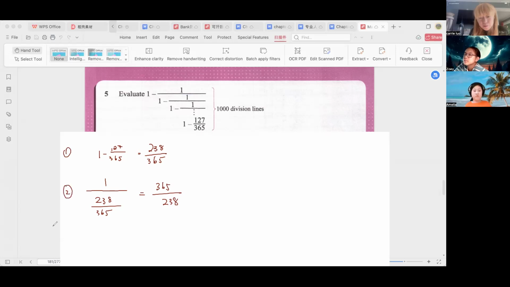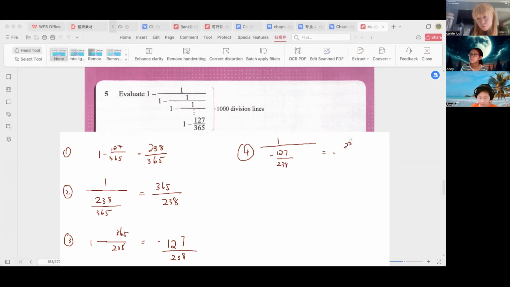Okay, so that's the first layer, that's the second layer. So the third layer will be 1 minus 365 over 238, right? So equals what? Equals negative 127 over 238, correct? Okay, so now let's move forward to the fourth layer. So 1 over negative 127 over 238 equals negative 238 over 127, correct? Okay, so now it's 1 minus this guy again.